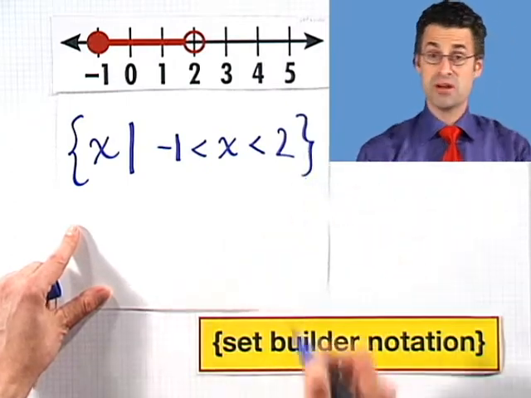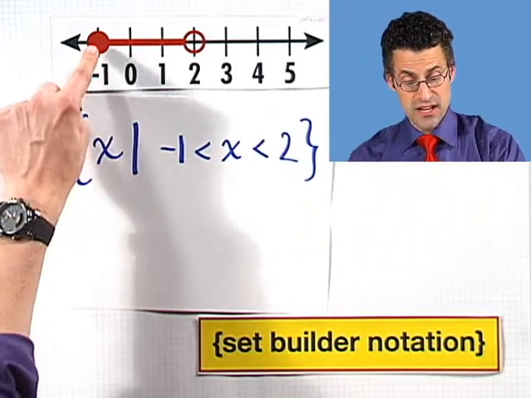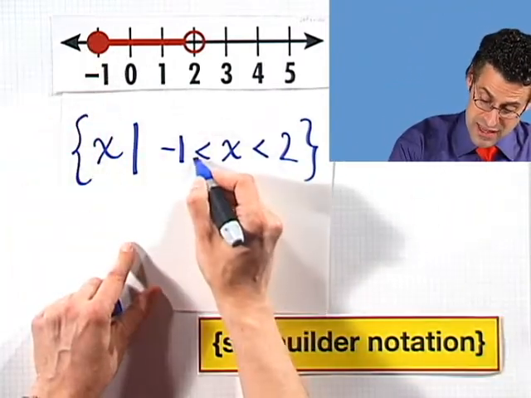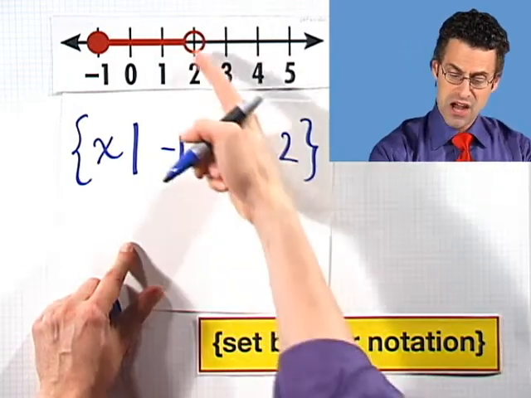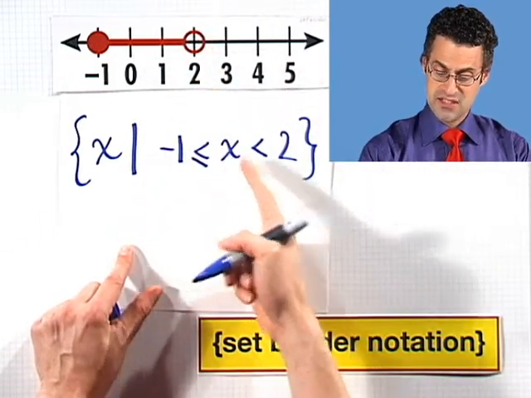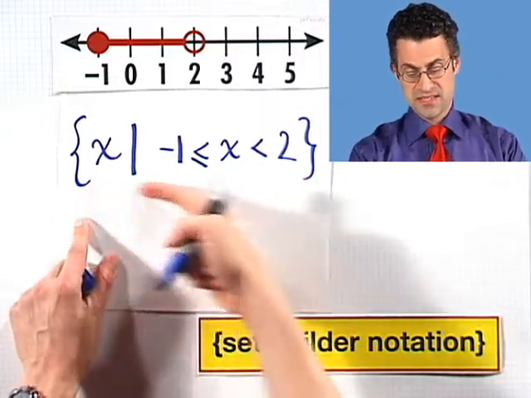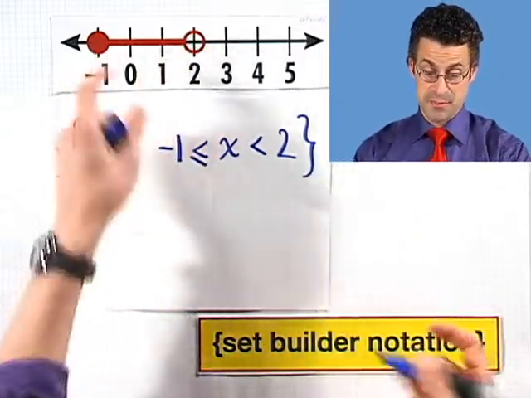Now, which endpoints do we want to include? Well, it's colored in here at negative 1. So I want less than or equal to here, but it's not colored in here, so I'm going to have this be x is strictly less than 2. And this is the set builder way of expressing that particular set.